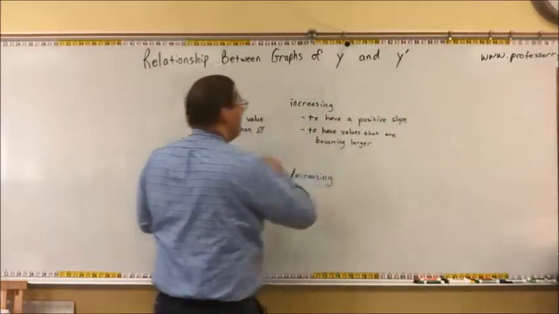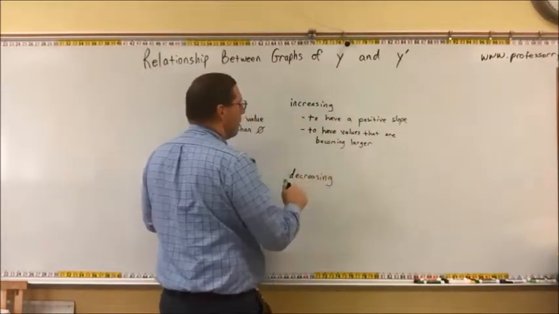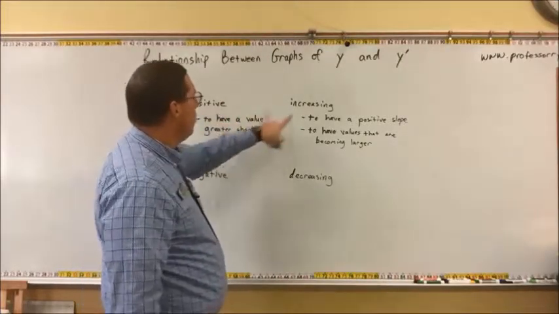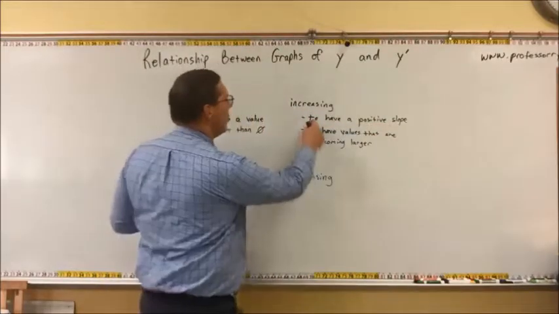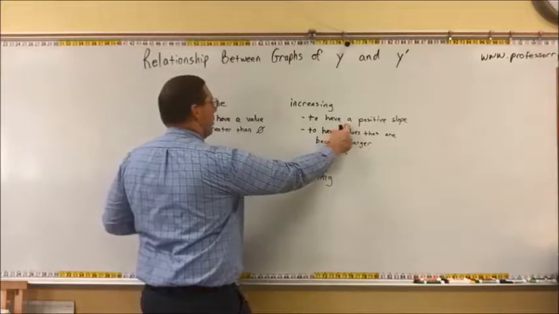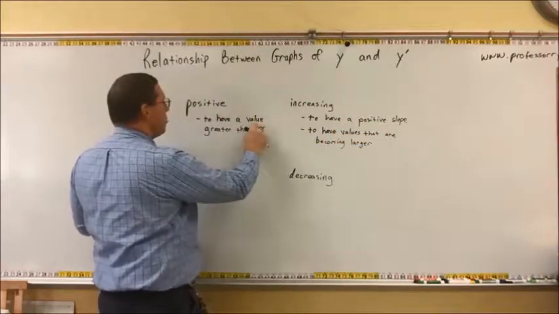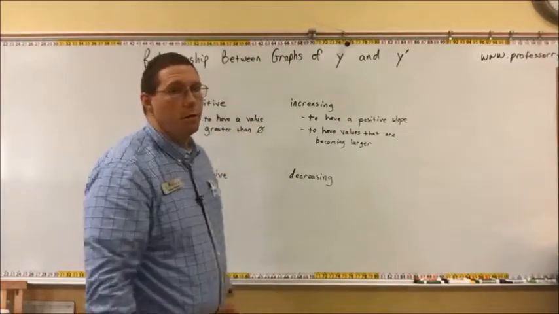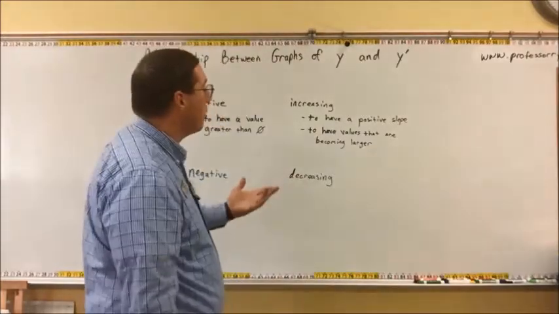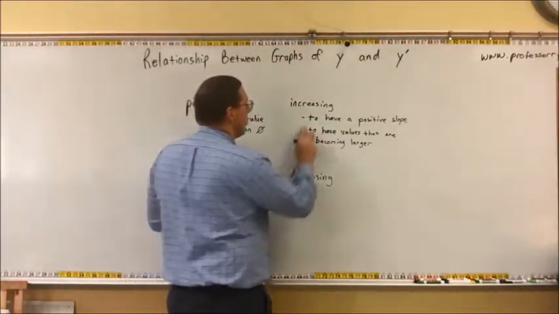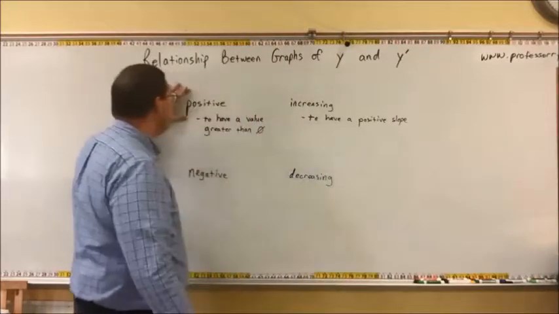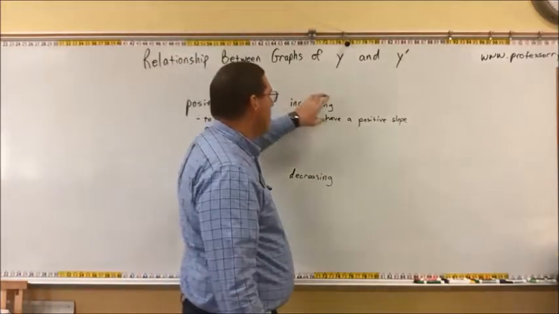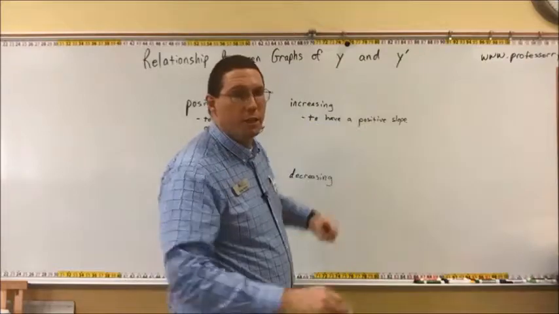Okay, so increasing means to have a positive slope or to have values that are becoming larger, or we could combine the definition of positive with this definition of increasing and say to have slope values that are becoming more greater than 0. Okay? And that's really confusing. So that's why it's important. I think that what you should just understand is that positive means that the values are larger than 0, and increasing means to have a positive slope. So that's the first thing I need you to understand.